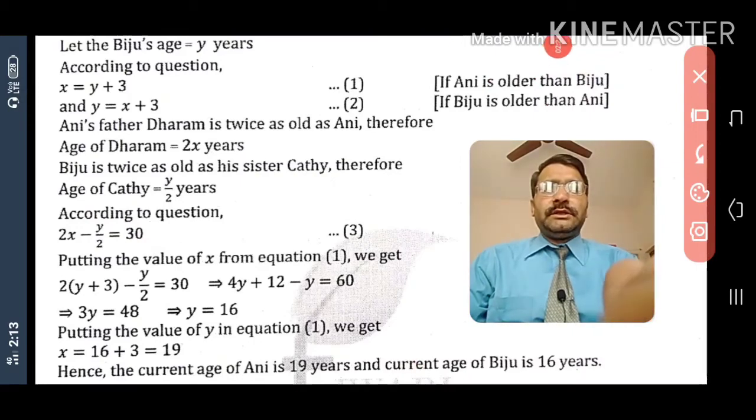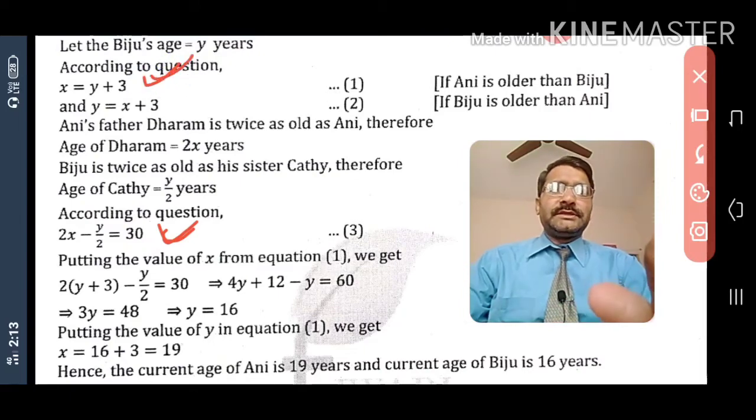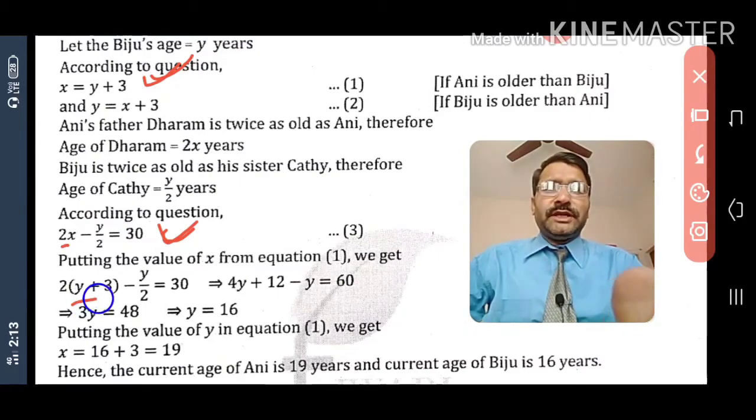Look here, in this case you will put the value of x. Take the first and third equations, and in place of x you put y plus 3. You open this bracket, you get 2y plus 6 minus y by 2 equal to 30.